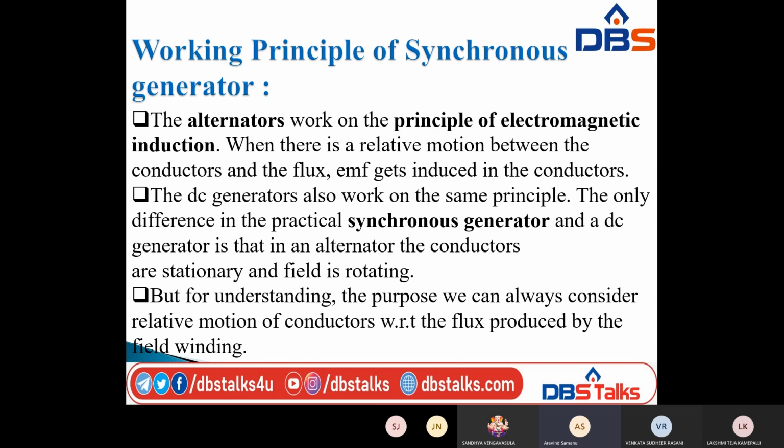The only difference between the practical synchronous generator and the DC generator is that in an alternator, the conductors are stationary and the field is rotating. In the case of DC generator, the conductor is rotating and the field is stationary. But in the case of alternator, the conductors are stationary and the field is rotating.